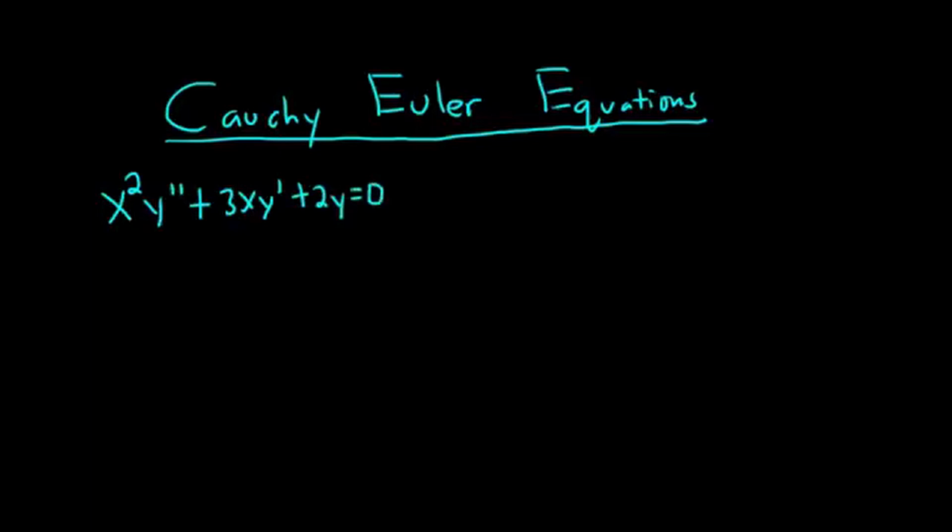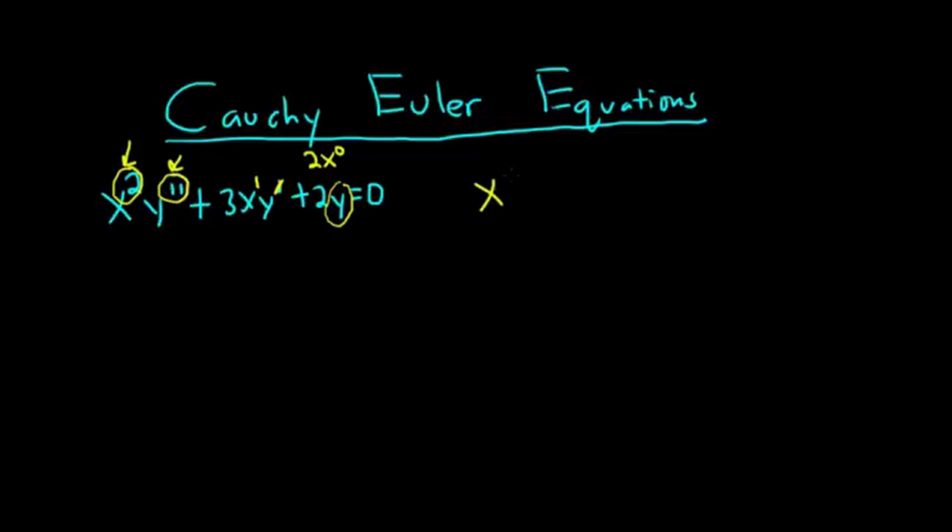The reason this is a Cauchy Euler differential equation is because the power of x matches the order of the derivative. Here the power of x is 2, here the order of the derivative is 2. Here the power of x is 1, here the order of the derivative is 1. Here you can think of there as being an x to the 0, and you can think of y as being the 0th derivative. So that's what it means to be a Cauchy Euler differential equation.